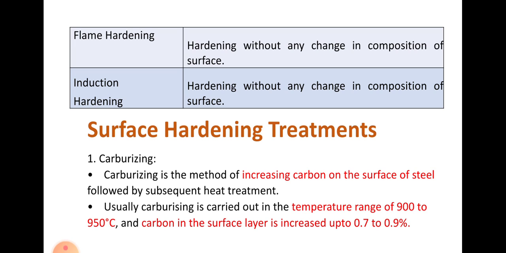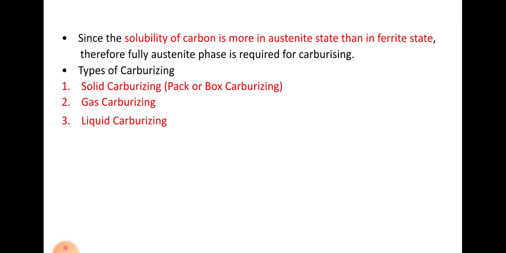First, carburizing. Carburizing is when we increase the carbon on the surface of steel, which increases the hardness of the steel. It is carried out in the temperature range from 900 to 950 degrees Celsius, and the carbon on the surface increases up to 0.7 to 0.9%.